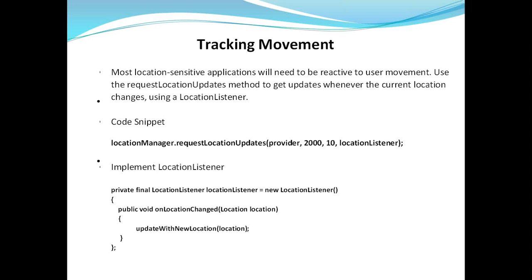So we have to define a location listener, and in that we can call a method updateNewLocation. It's a user-defined method in which we get the latitude and longitude and update the locations. By using the requestLocationUpdates method, we can update the location at a fixed time interval. Location-based services are very responsive to user movement, so requestLocationUpdates gets updates whenever the current location changes, using the location listener.